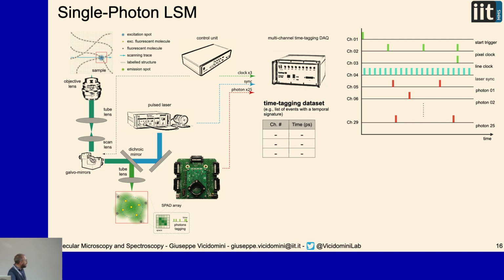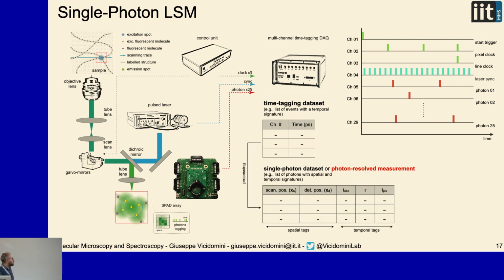So at the end of the story, I do not build an image, I build a list of events. By processing this list of events, I can get a list of photons, and every photon brings with it a lot of information, both in the spatial domain and in the temporal domain. For example, for each photon, I know which region of my sample it is coming from, in which region of my detector it has been collected, the time delay, for example, from the beginning of the experiment, the delay from the change of the pixel, the delay from the synchronization laser, and so on.